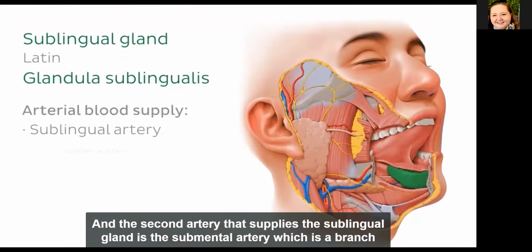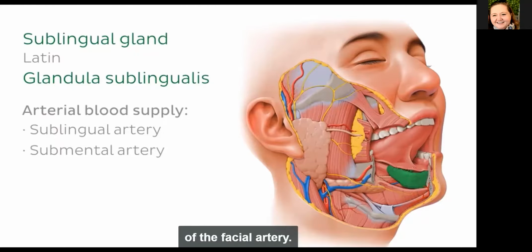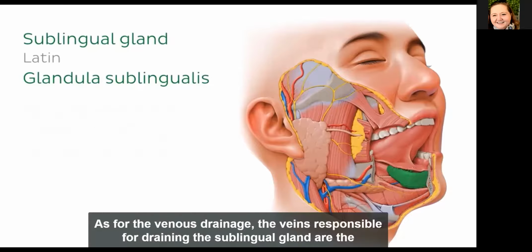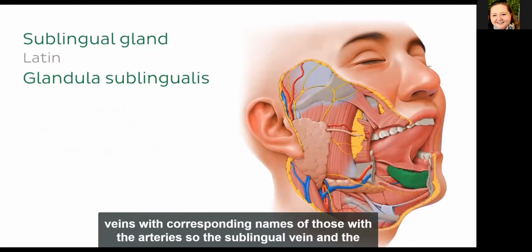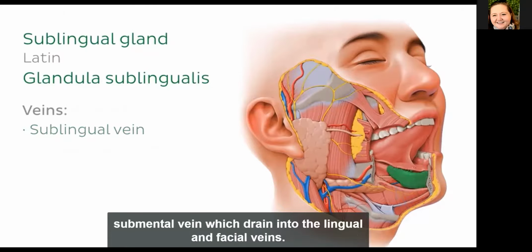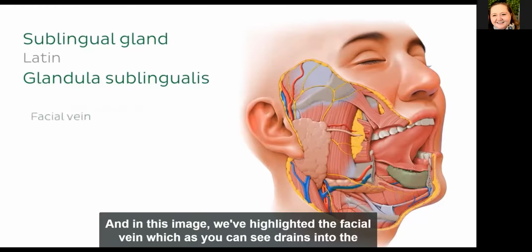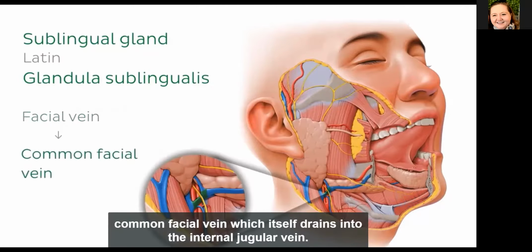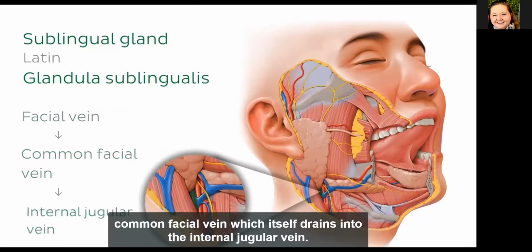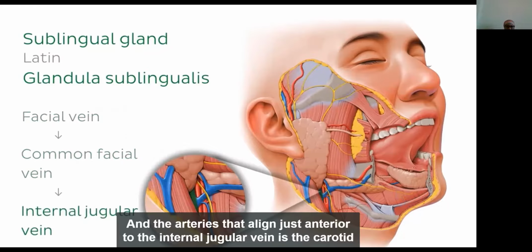And the second artery that supplies the sublingual gland is the submental artery, which is a branch of the facial artery. As for the venous drainage, the veins responsible for draining the sublingual gland are the veins with corresponding names of those with the arteries, so the sublingual vein and the submental vein, which drain into the lingual and facial veins. And in this image, we've highlighted the facial vein, which, as you can see, drains into the common facial vein, which itself drains into the internal jugular vein. And the artery that is lying just anterior to the internal jugular vein is the carotid artery.